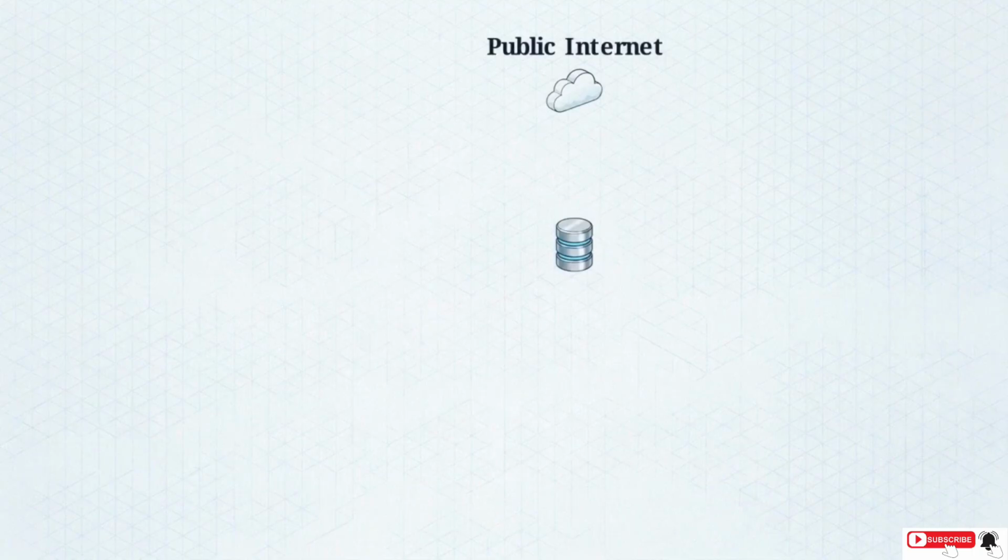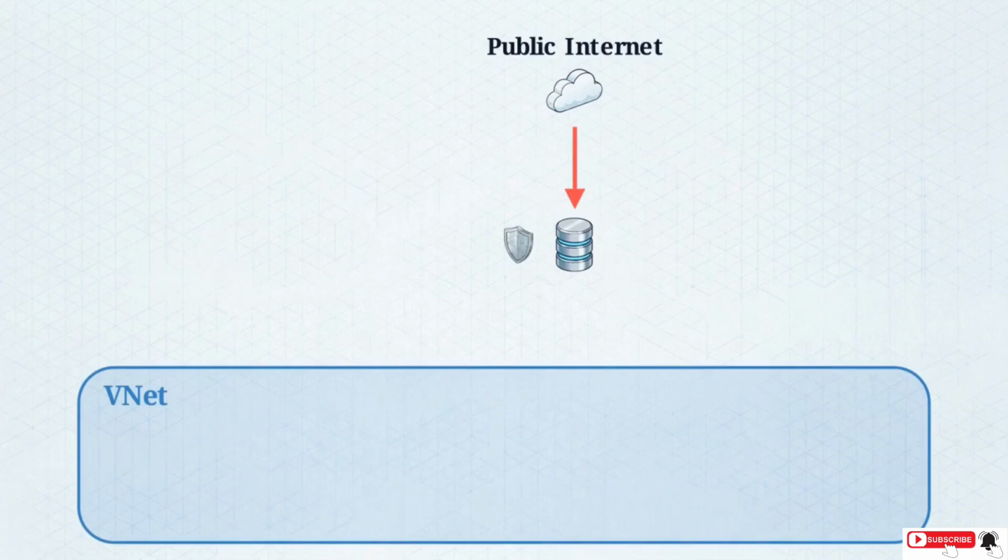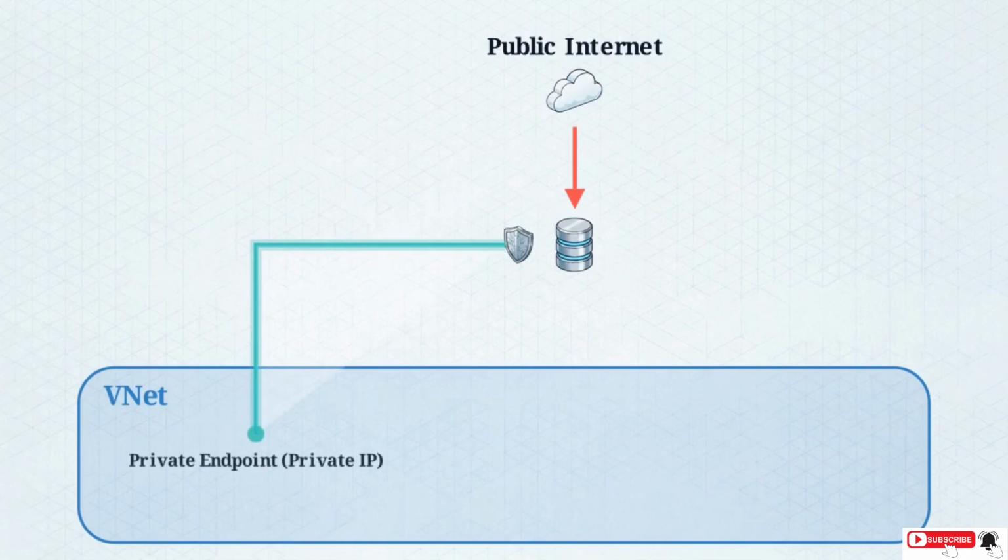Looking at this diagram, we see an Azure storage account with its default public endpoint. To keep traffic off the internet, we deploy a private endpoint. This creates an underground tunnel, giving the storage account a private IP address directly inside your VNet. Your applications can now reach the service securely without traversing public routes.